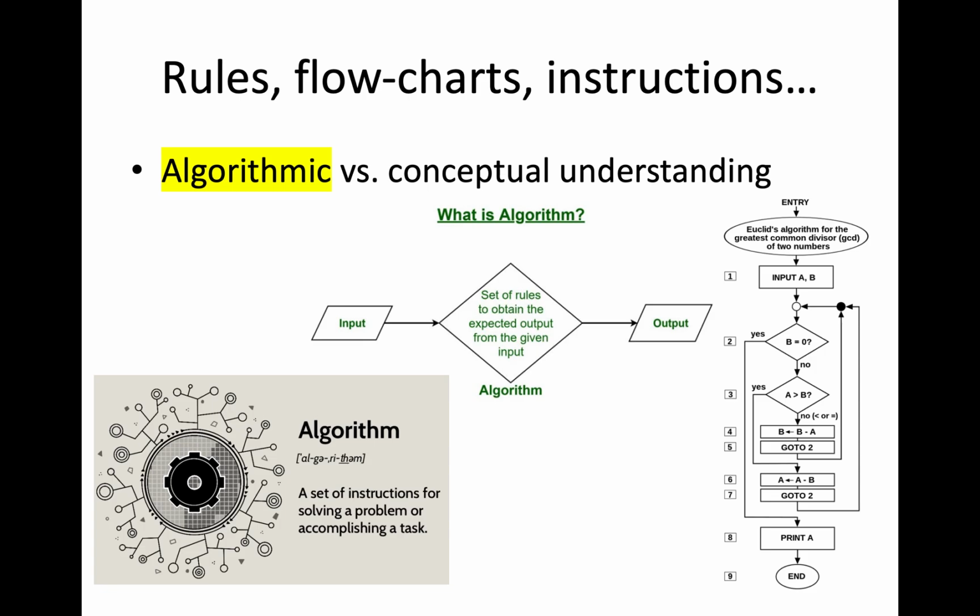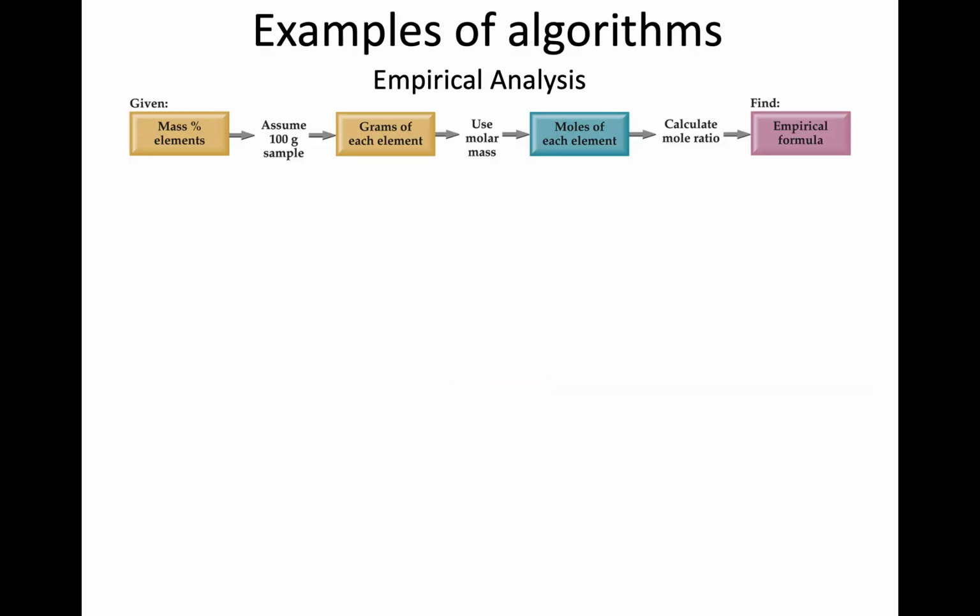Rules, flow charts, instructions, all of those are things that come to mind when I'm thinking about algorithmic problem solving. If you can write a flow chart, if you could write a computer program for how to solve a particular problem, in a way, by definition, that's algorithmic. That can be contrasted with conceptual problems where that would not be possible.